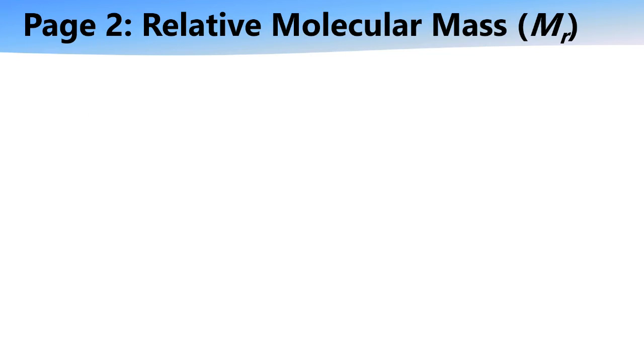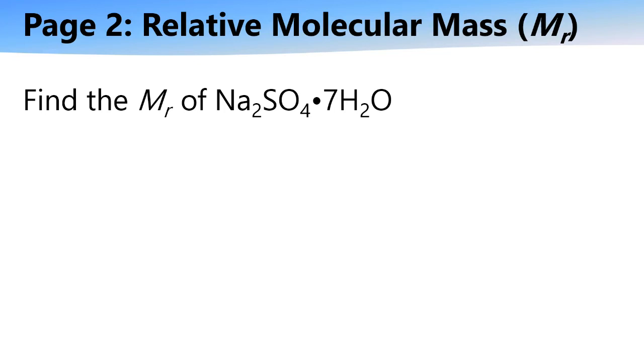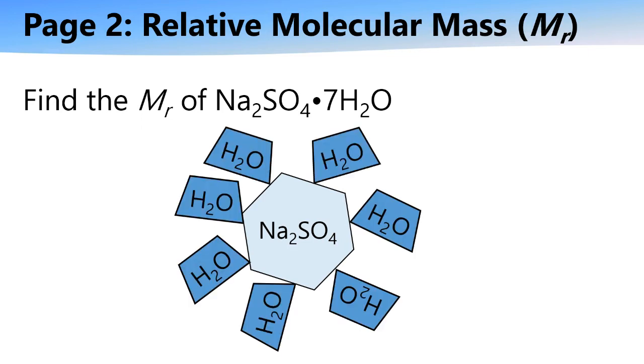And the last example that we went through was Na2SO4.7H2O. As I have explained before, this is a hydrated salt. That means there's a salt structure, in this case Na2SO4, but attached to 7H2O. So when we are calculating the MR, we are calculating the whole thing, the salt with all the water attached. This whole structure actually makes another crystal structure, so we need to calculate the entire thing.